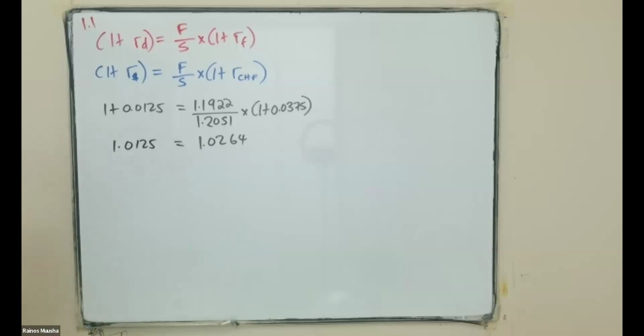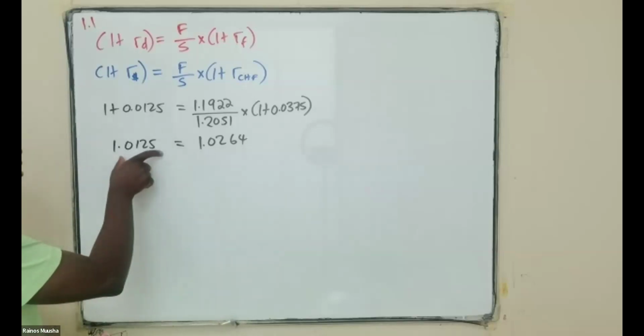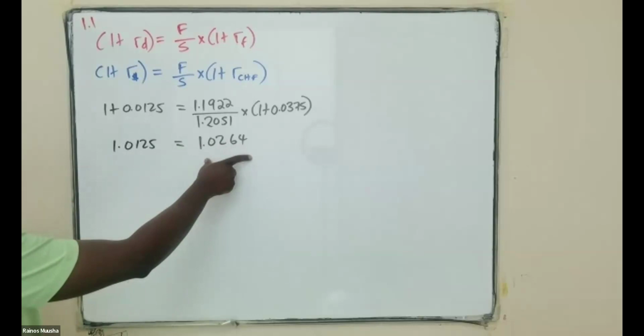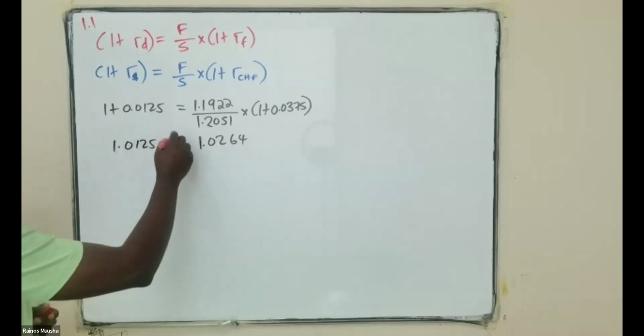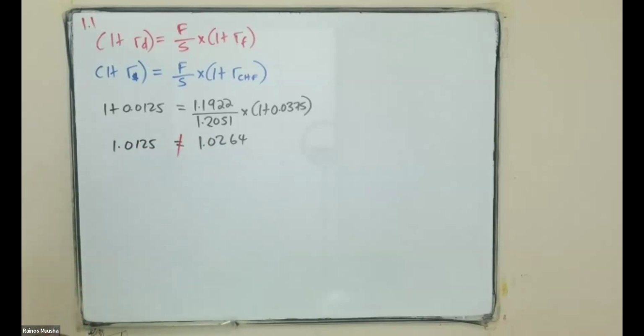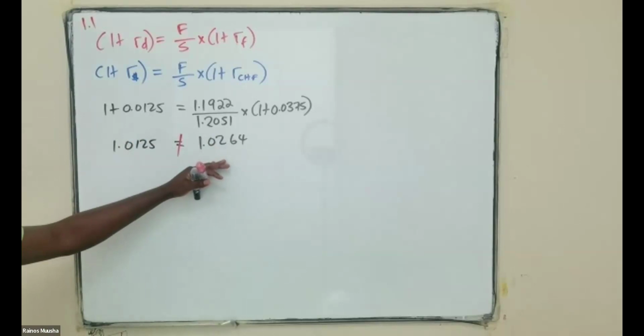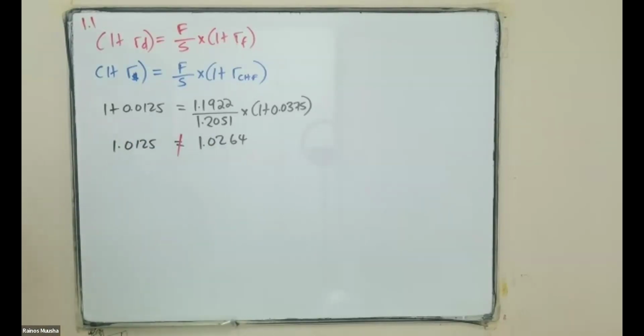So what do we see here? The left-hand side is not equaling the right-hand side, isn't it? So if the left-hand side is not equaling the right-hand side, it means the interest rate parity is not holding. The moment you see that the left-hand side is not equaling the right-hand side, it means the interest rate parity is not holding. Are we on the same page? Any questions?